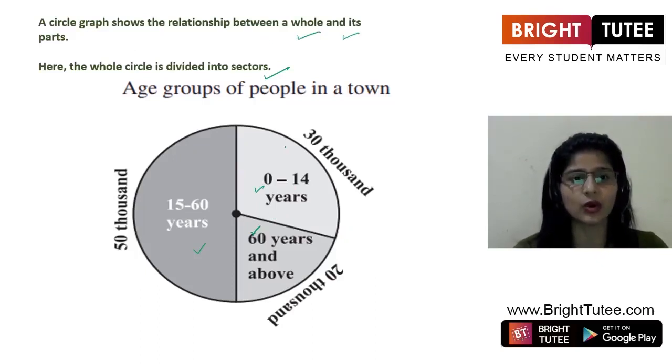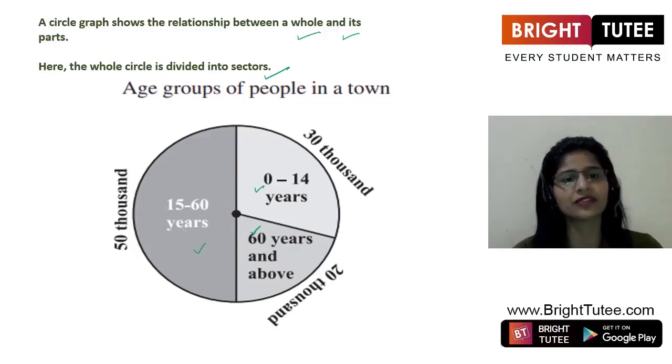So this complete circle is the whole, right? The circle is counted as a whole, and these are its parts. That means inside it there are 3 things, right? 3 age groups: 15 to 60, 0 to 14, and then 60 years and above. Clear? So like this the data is to be represented.